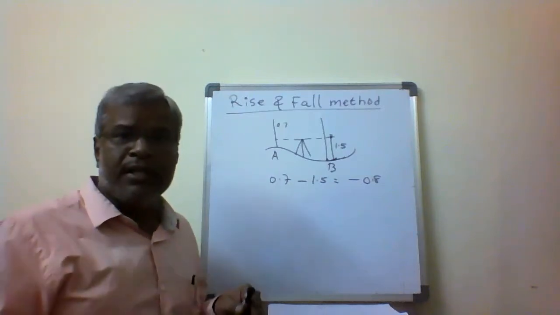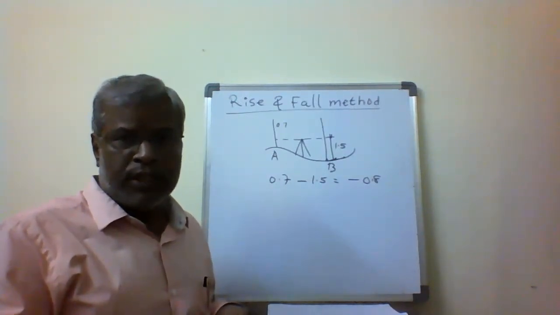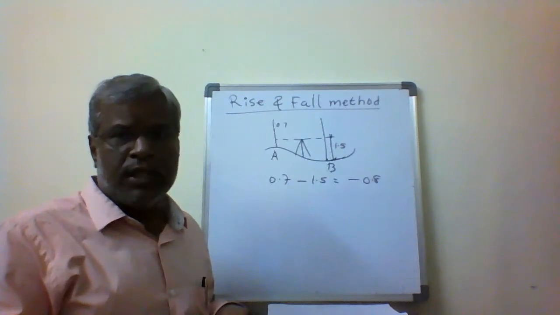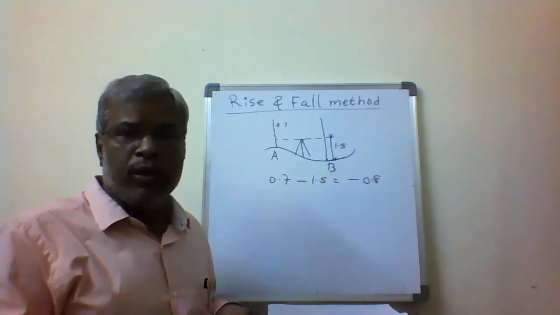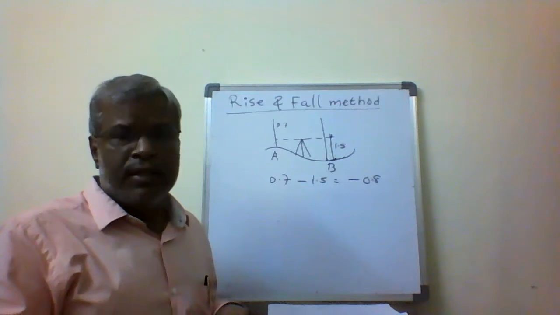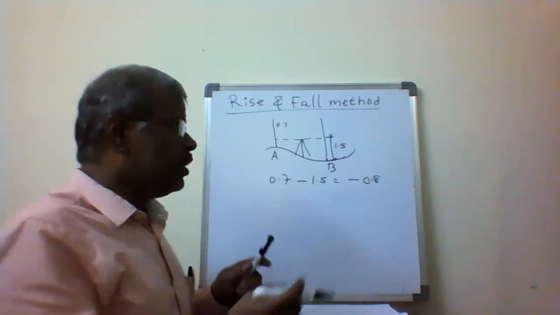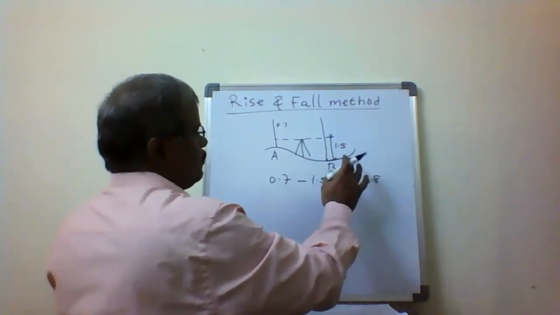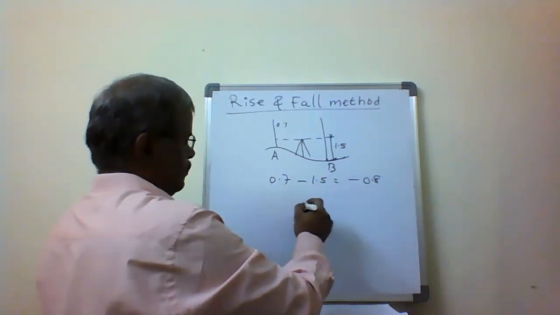If we get a negative value when taking the difference of the two points with respect to A, the second point will be at the lower level with respect to the first point. The second staff reading will be at the lower level. Similarly, if I take the other case, I am going to get a positive value.